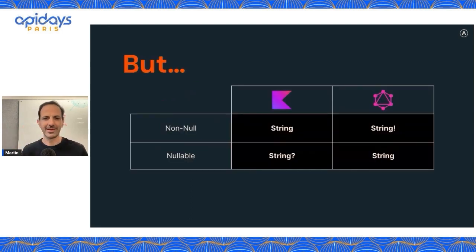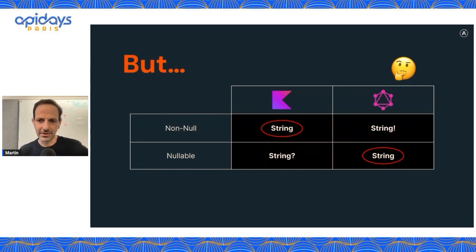Except for one tiny little thing: in Kotlin, if you just use a string, a standard type, by default it is non-null. But in GraphQL, by default, everything is nullable. So it's a bit weird, right? The logic is inverted. But it was my early GraphQL days, and I was like, well, it's not an issue. I can deal with that. I'm a qualified software engineer. I can do the mapping, remove the exclamation mark and add the question mark. This sounds like something that's doable.